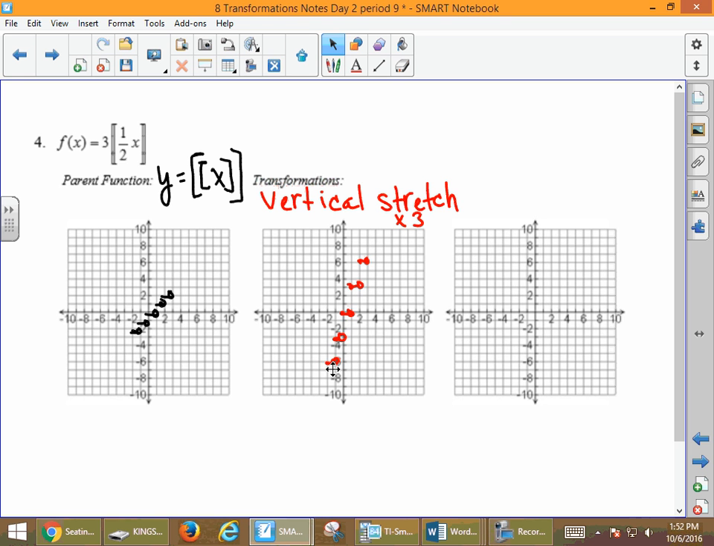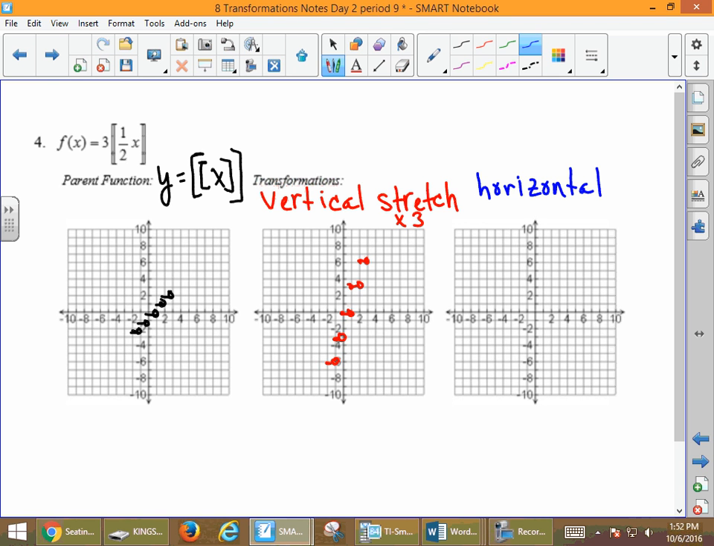So the 3, which is on the outside, causes a vertical change. The 1/2 is on the inside of the function. How does that change our function? Remember, we have to take the reciprocal to figure that answer out. Well, the reciprocal of 1/2 is 2. And what happens is this is a horizontal change. And again, when we take the reciprocal of 1/2, you get the 2. We're also going to have a horizontal stretch by a factor of 2.